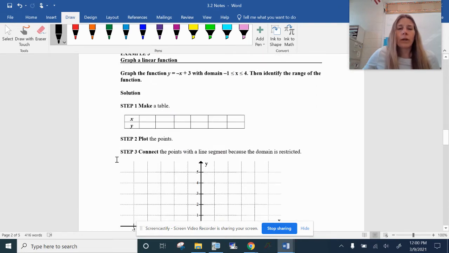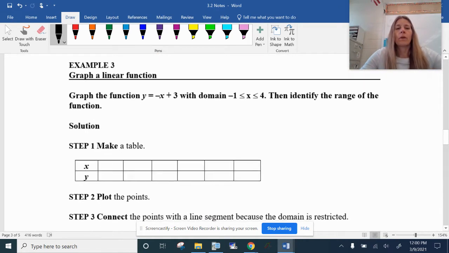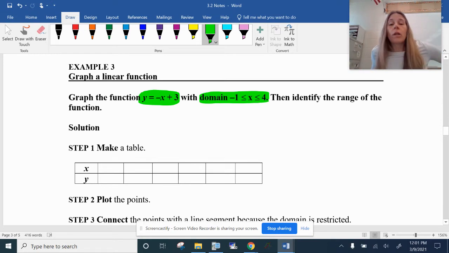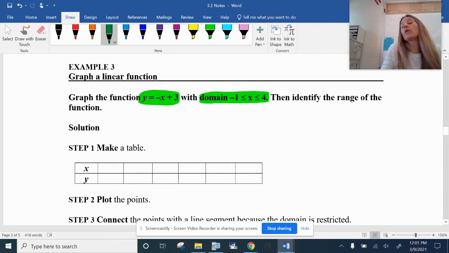Okay, so let's take a look at the next example. Now this time, we're going to graph this function here. It's already set up for us in function form, which is kind of nice. The y is already by itself, but this time they're giving us a domain restriction. Okay, so a lot of times it'll be written as an inequality. If it's written as an inequality, that's just telling you that x can be something in between -1 and 4.